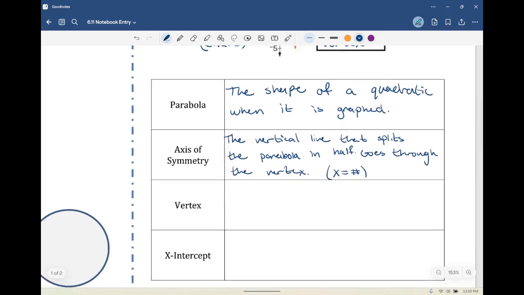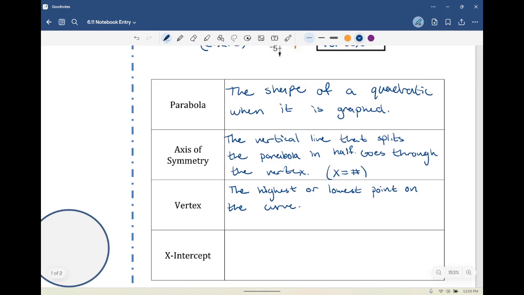Now, the vertex, this is the highest or lowest point on the curve. The highest or lowest point on the curve.